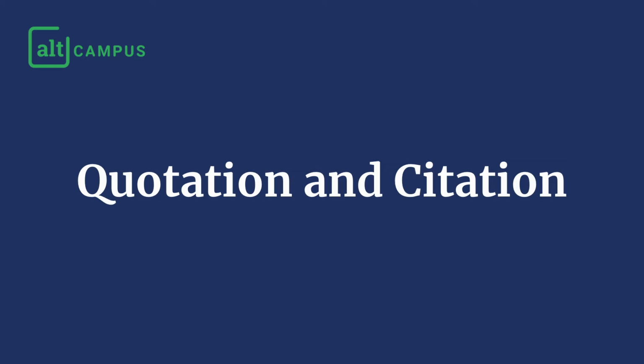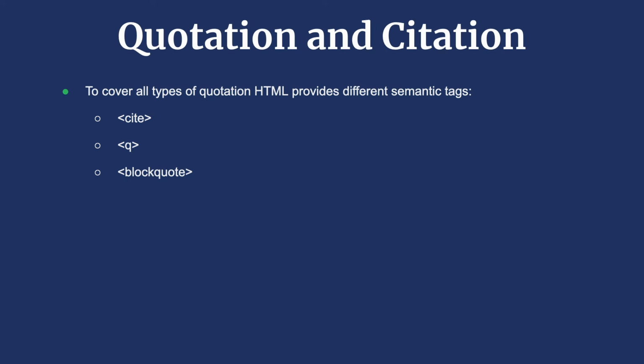So apart from a few text-based properties and font-based properties, there are some semantic tags inside the HTML which provide some semantic meaning to the text. To cover all types of quotation, HTML provides different semantic tags. For example, we have the cite tag, q tag and blockquote tag. And it is also a great challenge to know when to use which tag. It requires a bit of practice.